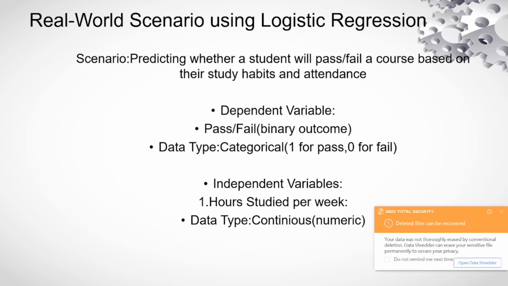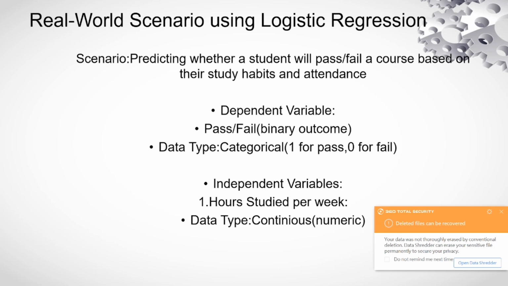Real world scenario using logistic regression. Scenario: predicting whether a student will pass or fail a course based on their study habits and attendance. Dependent variable. Example: pass or fail. It is the binary outcome. The data type will be categorical. Example: 1 for pass and 0 for fail.